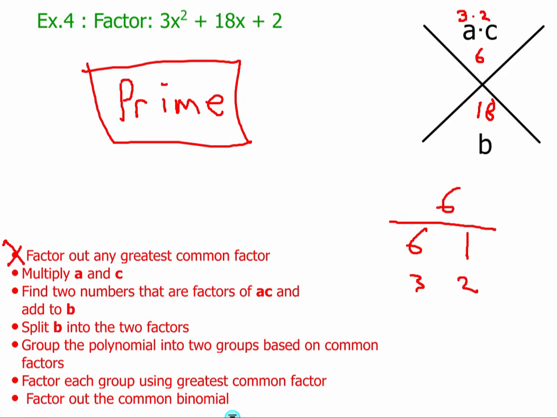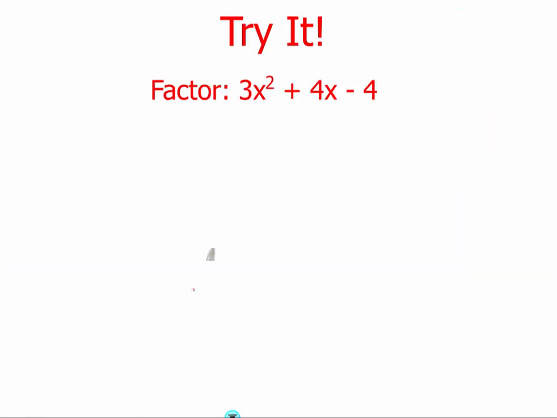So I'm going to leave you today with your try it problem. You need to factor 3x squared plus 4x minus 4.